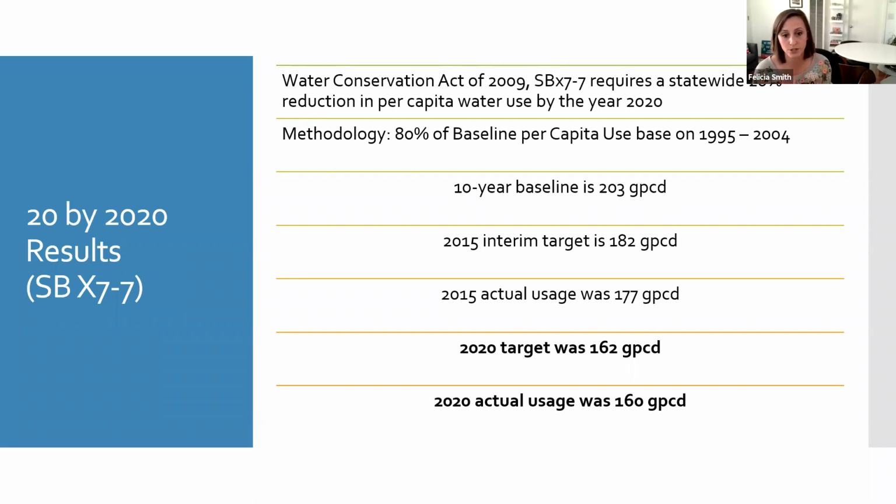And so we had established two targets. There was an interim target in 2015, and then the final target of 2020, which was that 20% reduction.